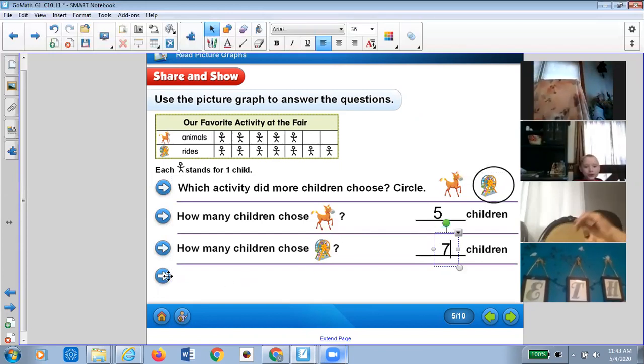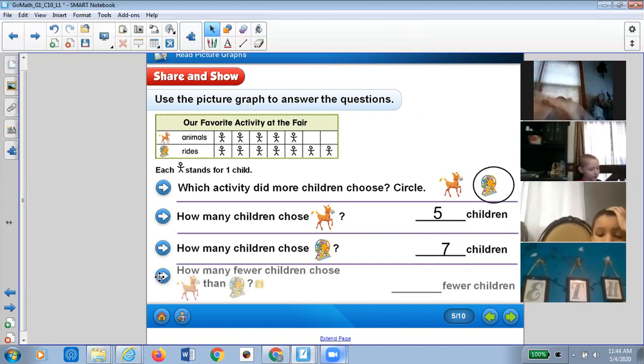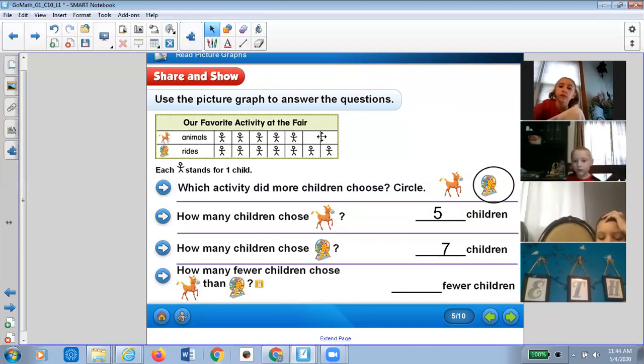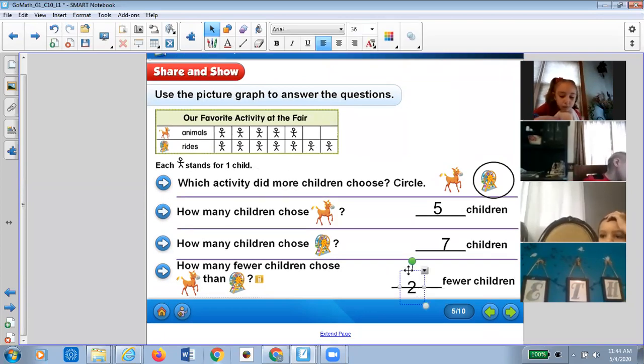And then the last question asks, how many fewer children chose animals than rides? So we have to compare and we're subtracting. So you see where they're equal. They're equal at 5. But how many fewer children chose animals? So that's the empty boxes. So really you're doing 7 minus 5. How many fewer children chose animals? Answer that question. Michael? 2. 2 fewer children chose animals than rides.